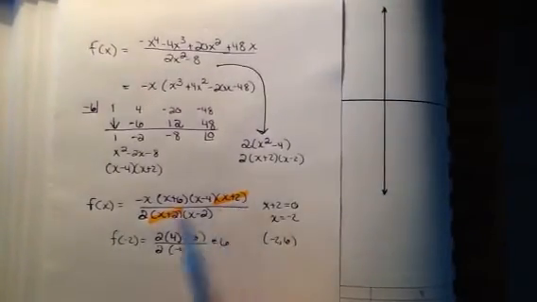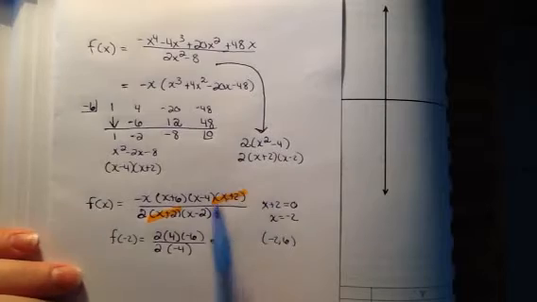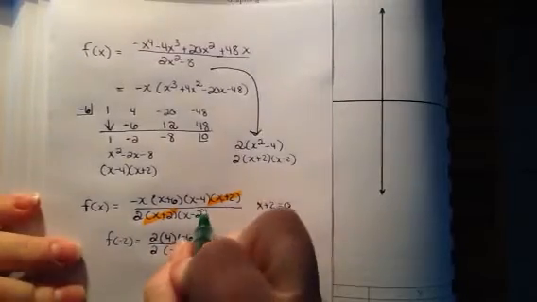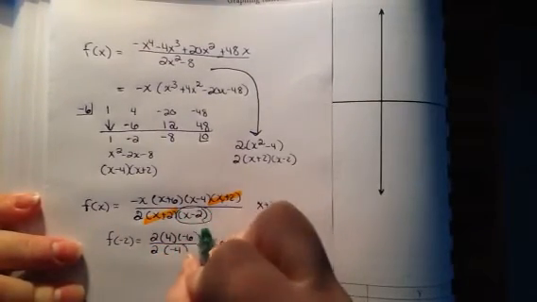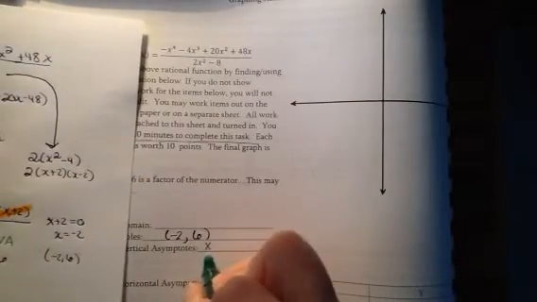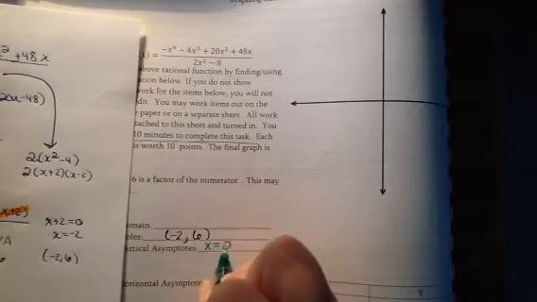Okay, so these were holes, so they can't be anything else. That means I'm going to grab another color. The stuff left over in the bottom has to be my vertical asymptote. So I'm going to go back to my paper, and I have a vertical asymptote of x equals 2.